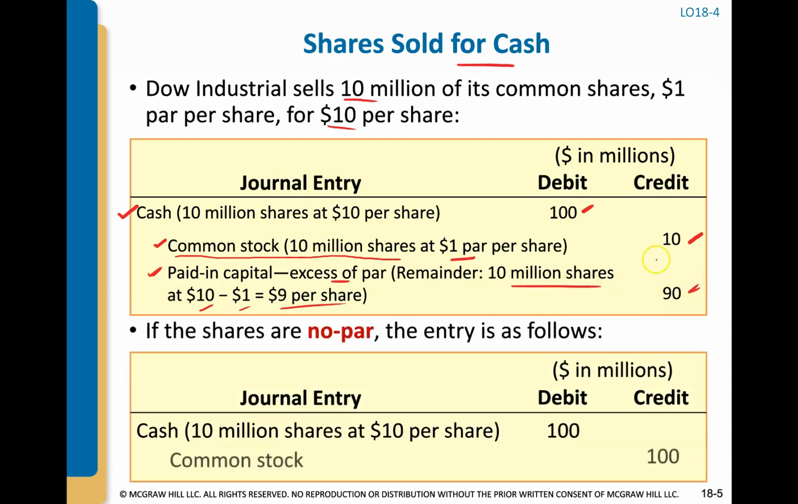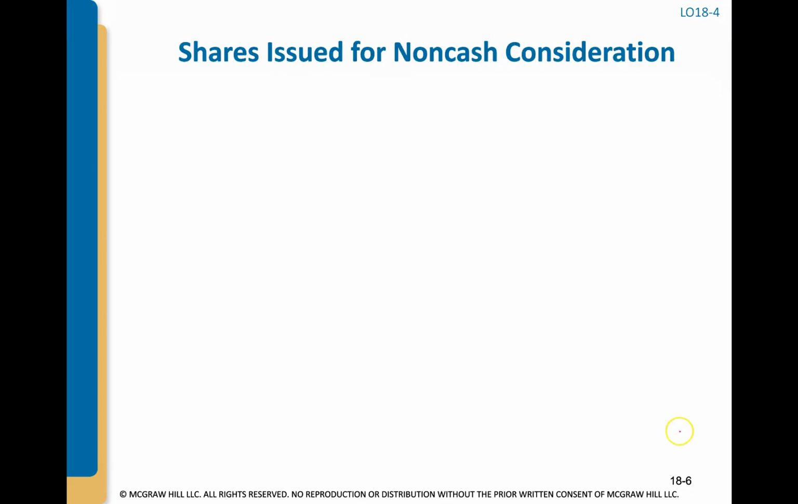Now, if a company has no par value, which is also standard, then you just debit cash for 100 million and the full 100 million goes to the common stock account. There is no paid-in capital in excess of par.